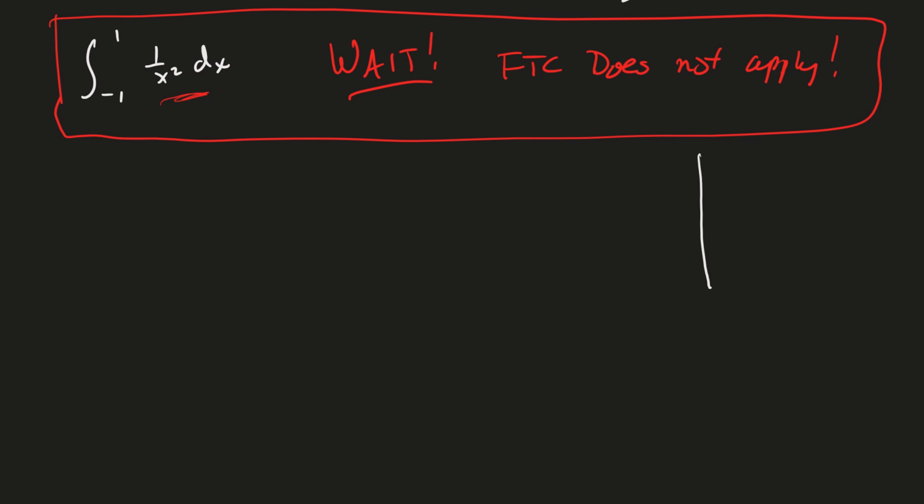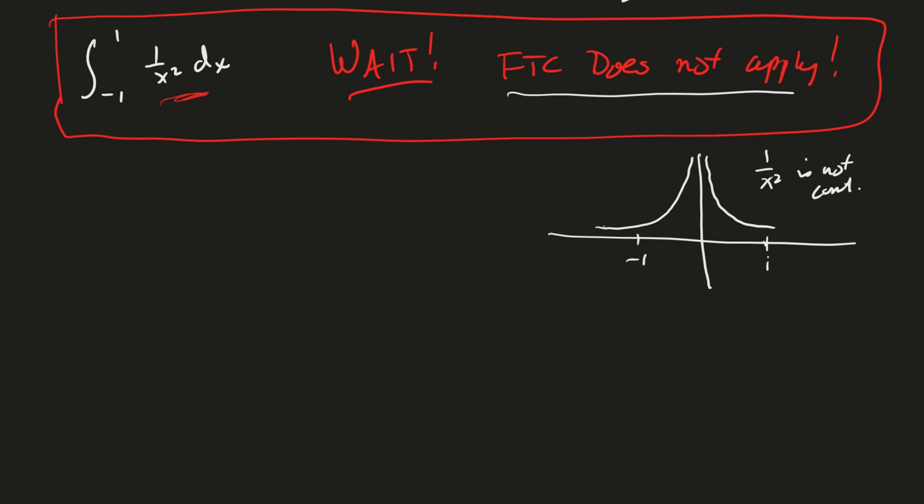Yeah, the problem is that 1 over x squared looks like this, from -1 to 1. And so 1 over x squared is not continuous. And so therefore the fundamental theorem of calculus does not apply for this. Good. There is a technique to see if there is a way of getting around this problem, but we're not going to be looking at that this semester. You'll see that next semester in Calc 2.